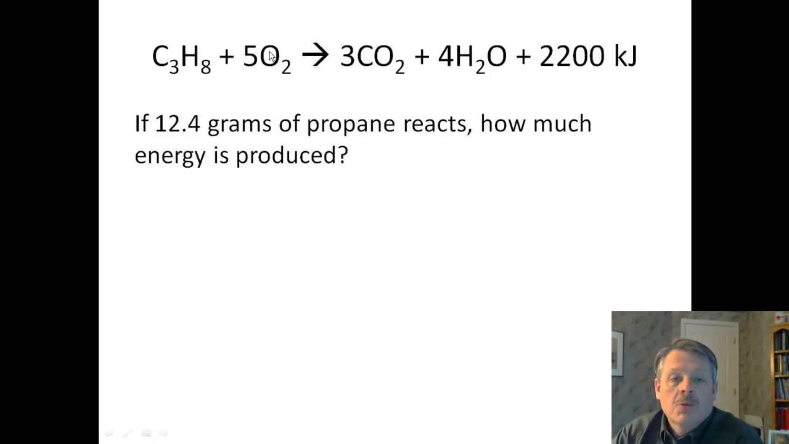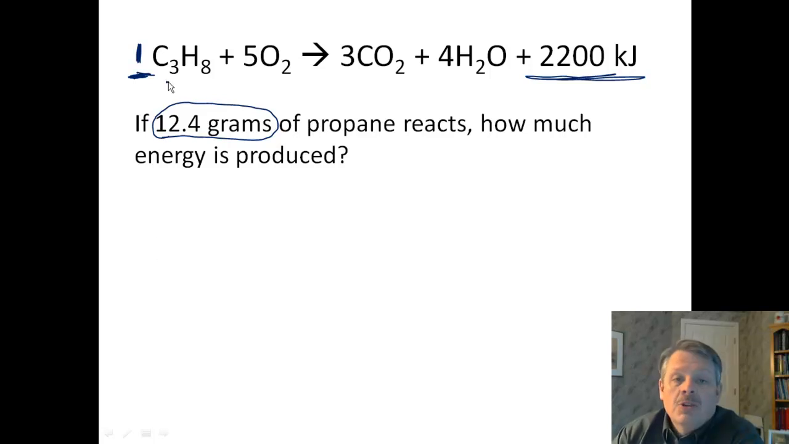All right, so here's an example of propane burning. And here's the question. If 12.4 grams of propane react, in other words, they burn, how much energy is produced? Well, when you see grams here, you know what to do with 12.4 grams of something, don't you? Of course, you have to go to moles. Now, what you'll notice here is that 1 mole of C3H8 produces 2200 kilojoules of energy. Okay, so 1 mole of C3H8, that's a 1, produces 2200 kilojoules of energy. So we're just treating this like any other stoichiometry problem.